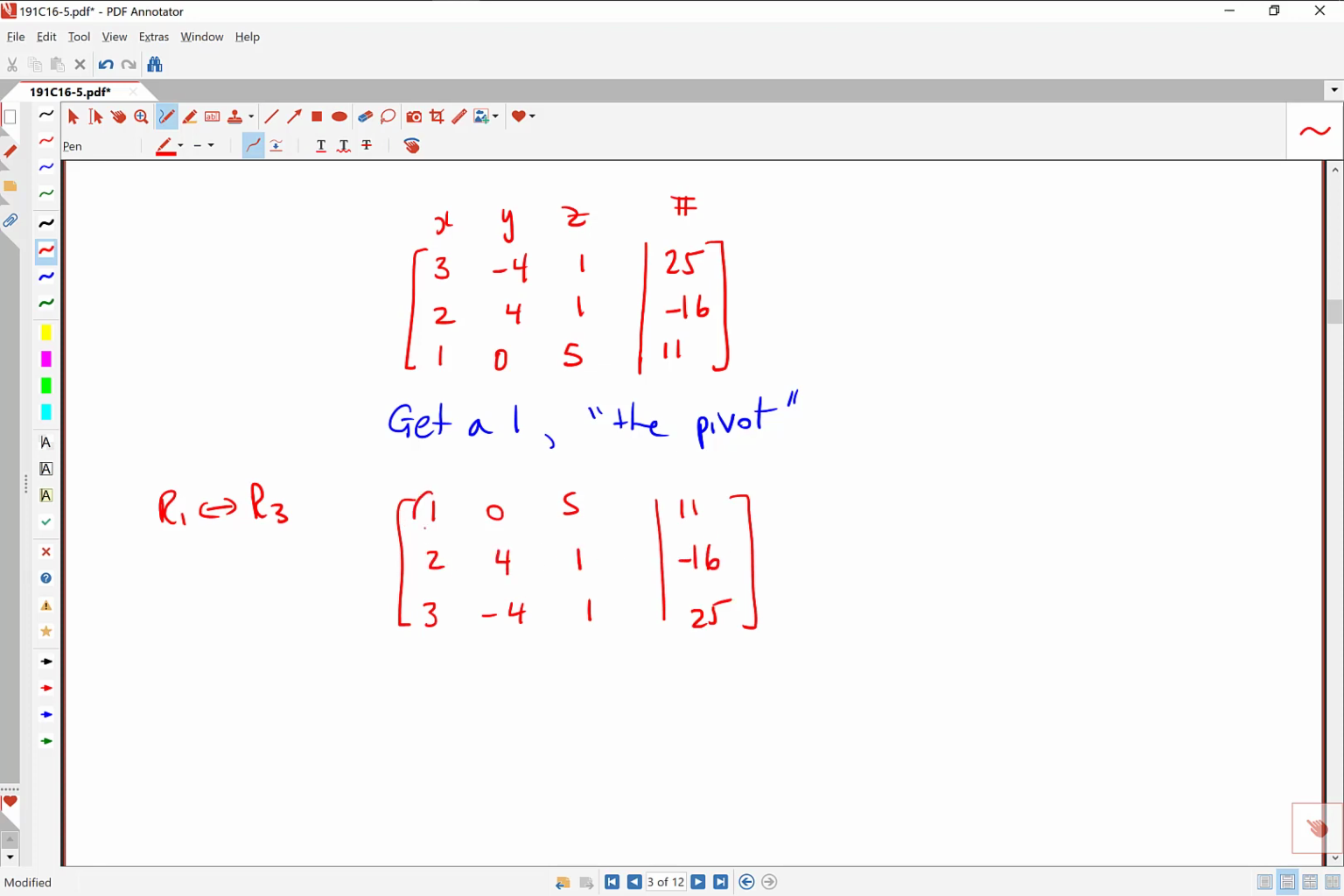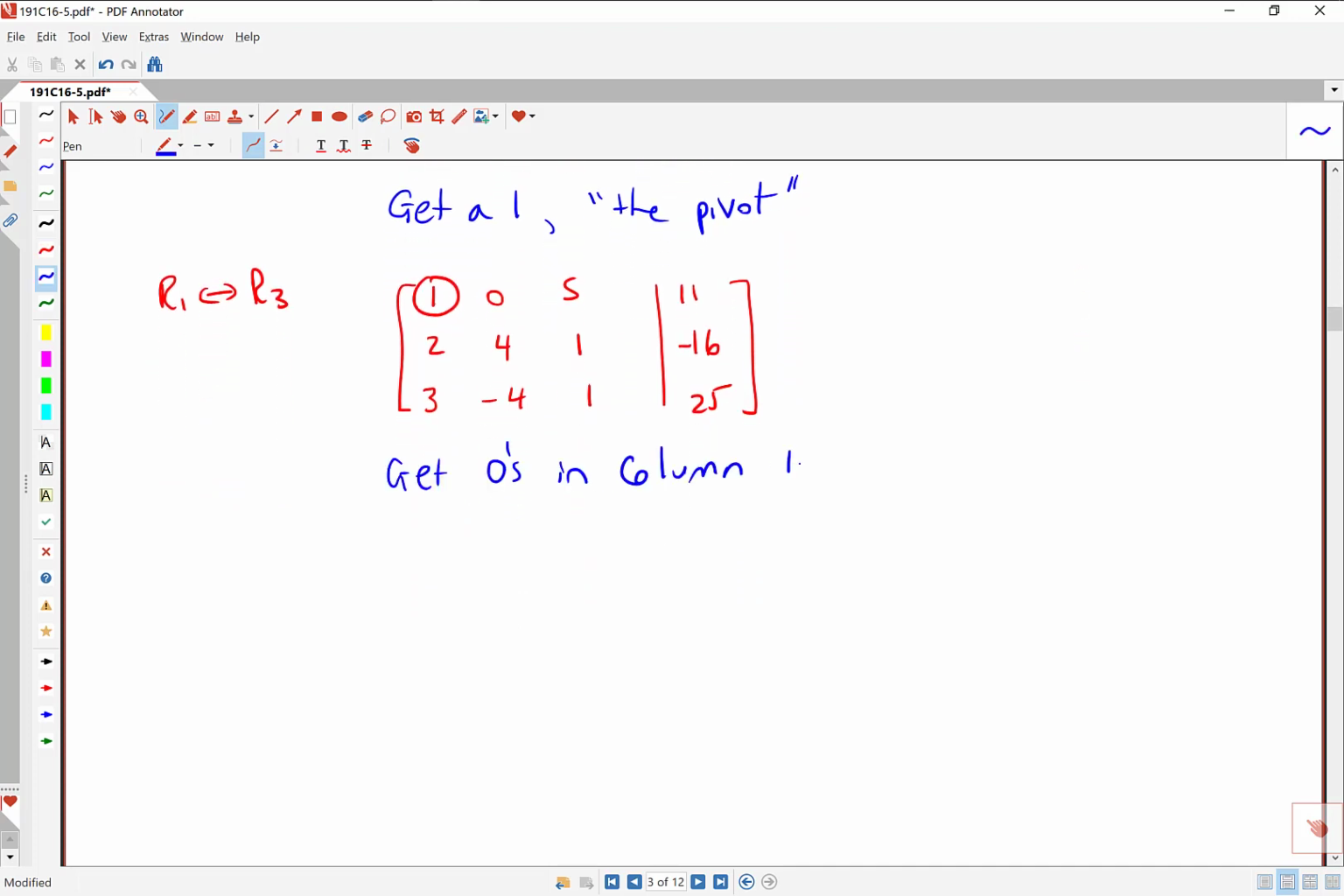Okay, and then I usually get in the habit of circling that pivot because we're now going to use it to get zeros in the rest of that first column. So let's get zeros in the rest of column 1. That means we're going to get rid of the 2 and the 3 here. Let's think about what operations are going to be required. Let's think of this as current row minus some number times our pivot row. And this number is the number that we're trying to eliminate. So if the number we're eliminating is positive, then you'll really be subtracting off some multiple of your pivot row.